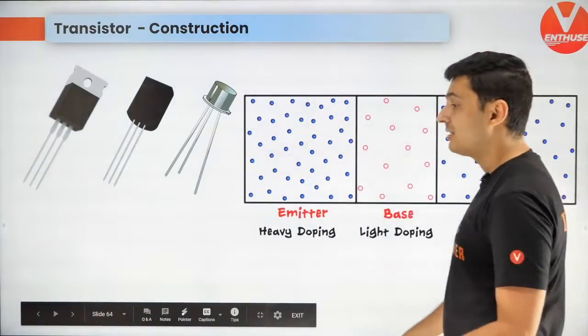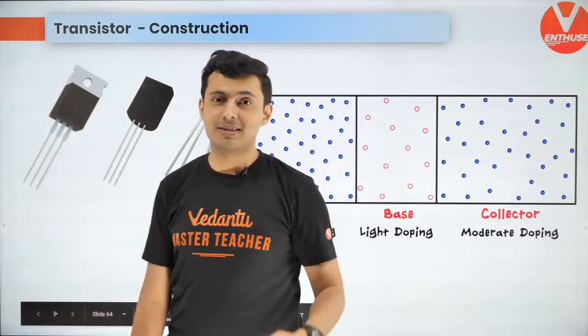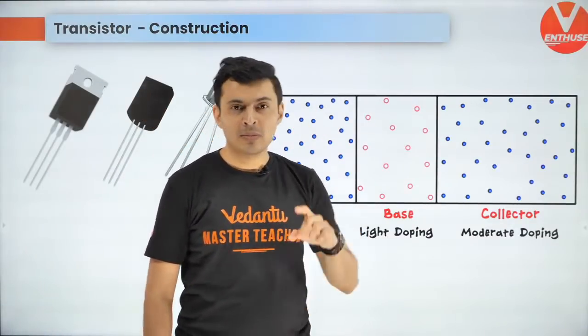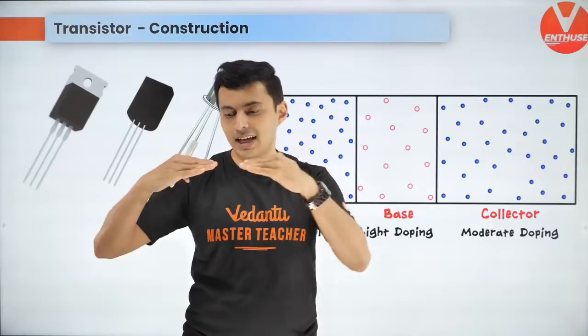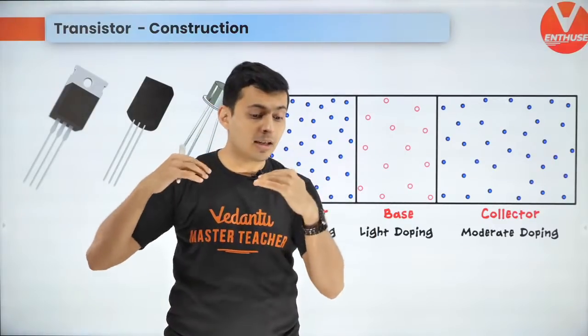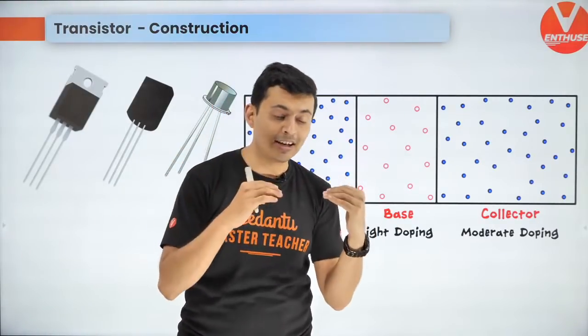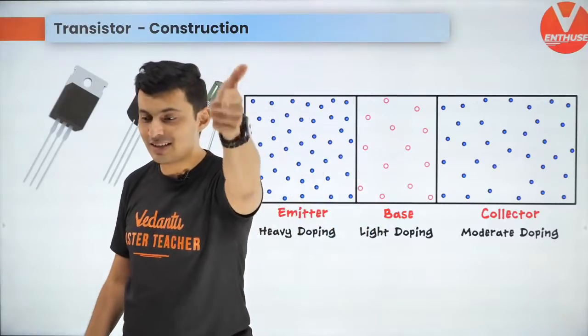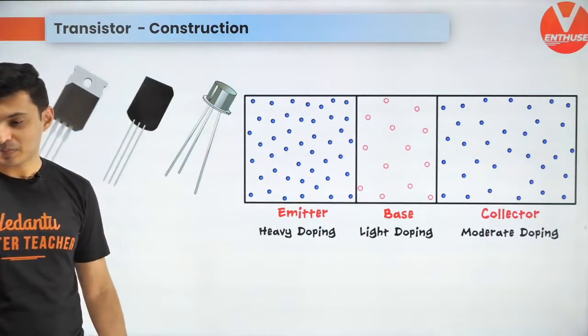Now a transistor is nothing but two sandwiches. Makes me feel hungry. A PN junction was P and N. A transistor is P, N and P, or N, P and N. Three things together make it a transistor.